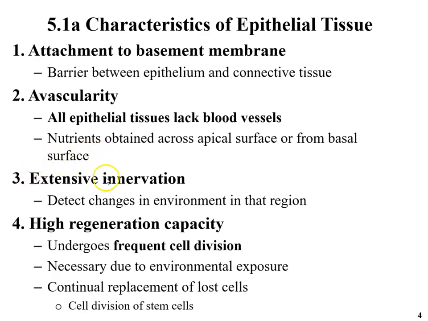They have extensive innervation to detect changes in their environment. And they have a high regeneration capacity. They undergo frequent cell division, and this is because epithelia are exposed directly to the environment around us. So there's going to be continual replacement of lost cells, cell division of stem cells.